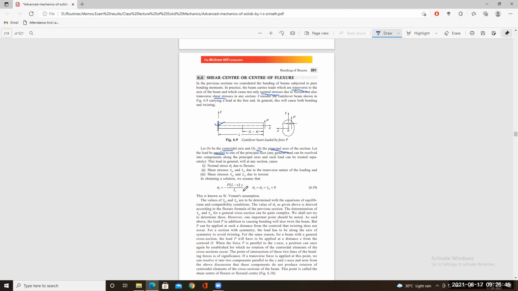And we have already obtained a formula. In the solution, we assume that sigma x is equal to minus P into (L minus x) into y, where y is the distance from the centroid of the cross section, since our neutral axis passes through the centroid as a neutral plane. So sigma x = P (L minus x) y divided by I.